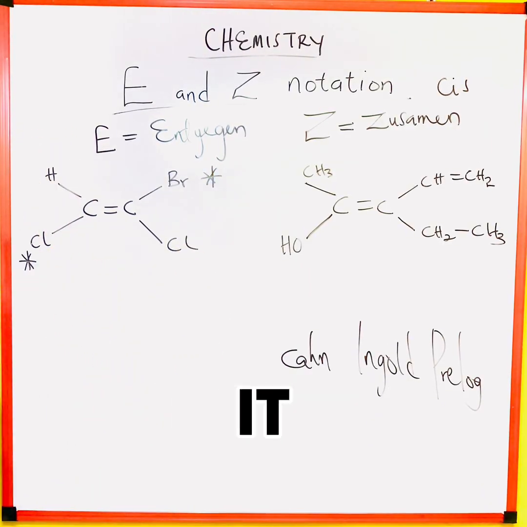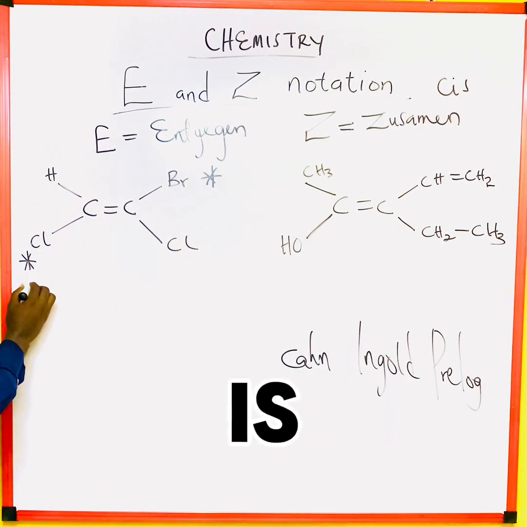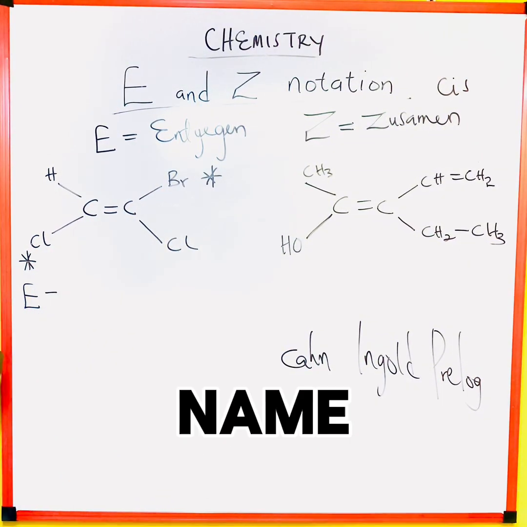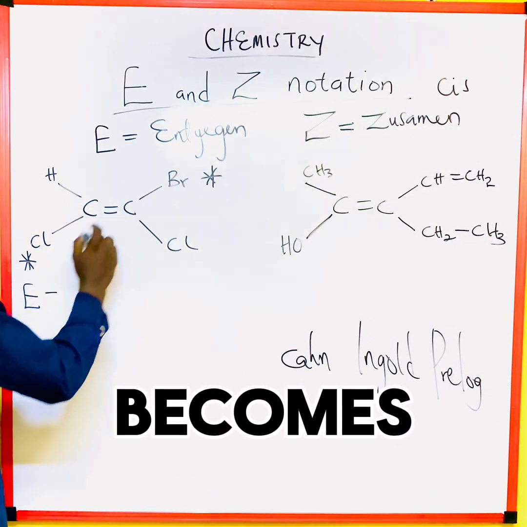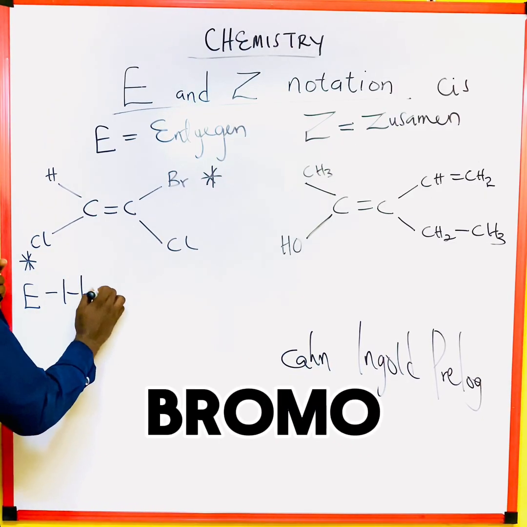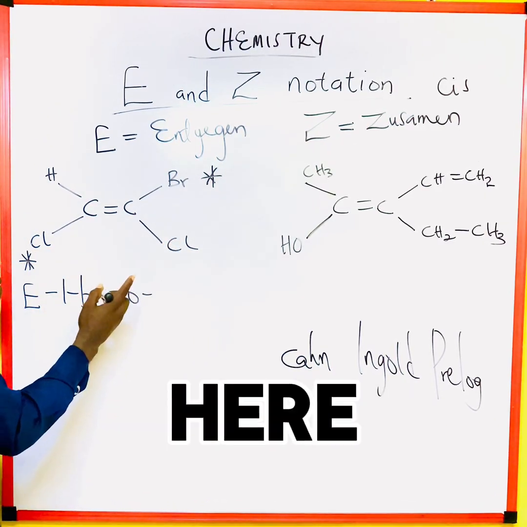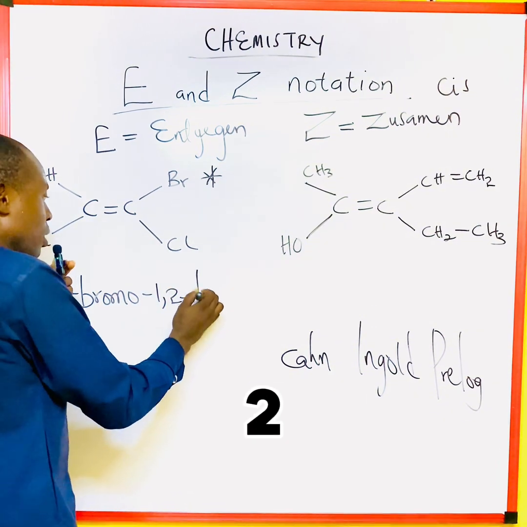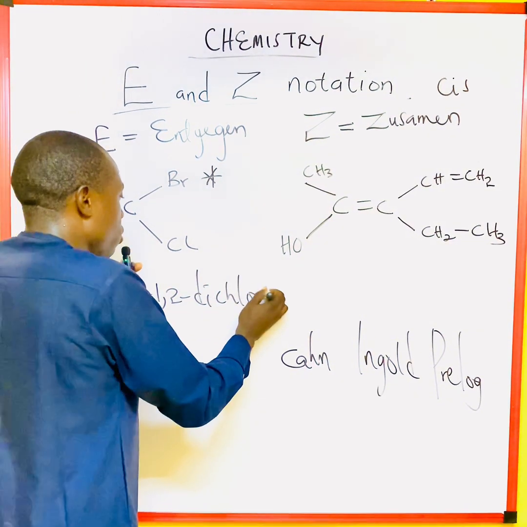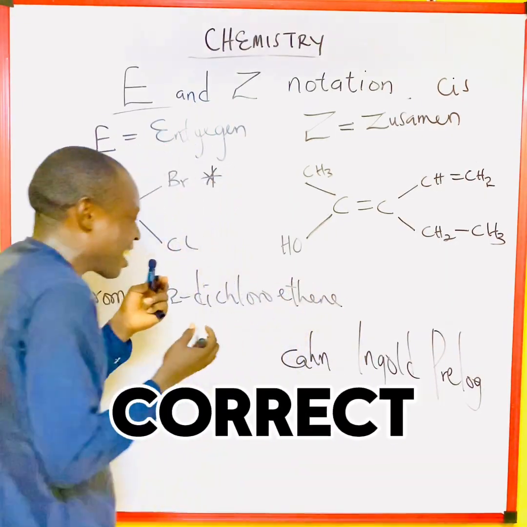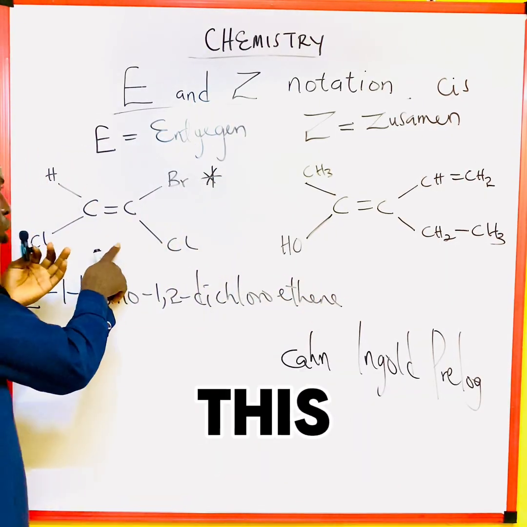Then I name it in a nomenclature form. Of course, here is E because they are in opposite directions. I name it here. Here becomes 1-bromo. Okay, I'm done with the bromine here. Then 1, 2-dichloro, ethene. That is the correct nomenclature for this compound.